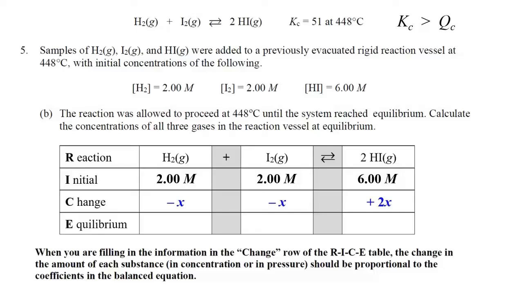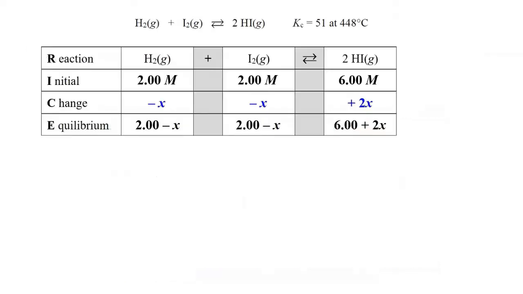Let's go ahead and carry it down. 2 minus X for hydrogen at equilibrium, 2 minus X for iodine at equilibrium, and 6 plus 2X for hydrogen iodide at equilibrium. This process is now very similar to what we did to solve questions 3 and 4 in the packet.